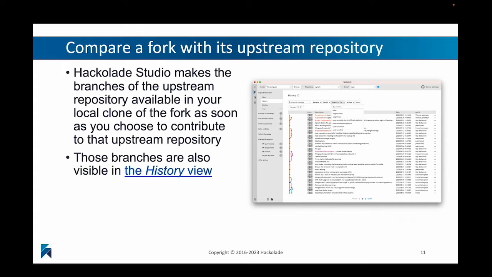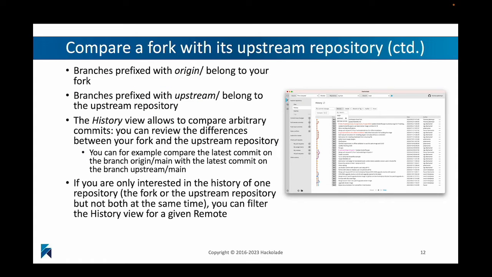In order to do so, it's very useful to have comparison functionality. You can actually make the branches of the upstream repository available in your local clone of your fork, and then you can compare them. You can see them in the history view, and you can see how they compare to each other. You will also see that there are specific prefixes that are useful to see where you are working in. So the origin/ prefix means that it's your fork. The upstream/ prefix means that it belongs to the upstream repository.